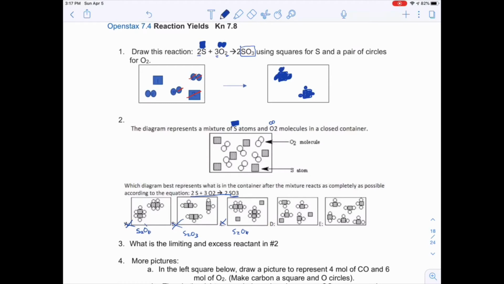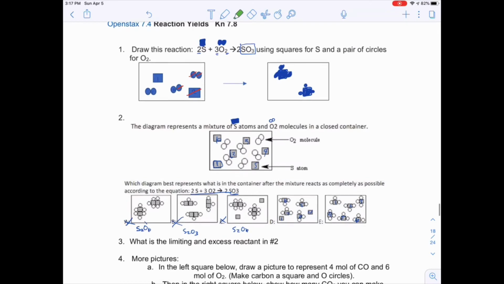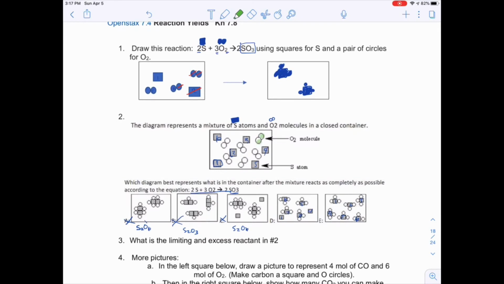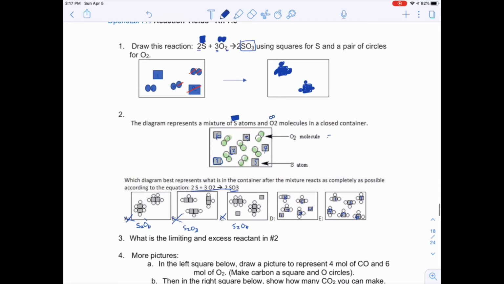Notice that both D and E both have all of our squares being used up. 1, 2, 3, 4, 5, 6. And they both have the 1, 2, 3, 4, 5, 6. So the question is about our oxygens. How are they doing? So how many do we have? Well, we have 1, 2, 3, 4, 5, 6, 7, 8, 9, 10, 11, 12. We have 12 single O's available. Which one shows the 12?